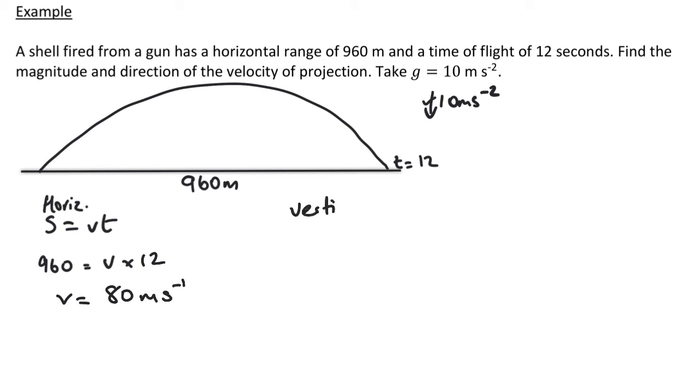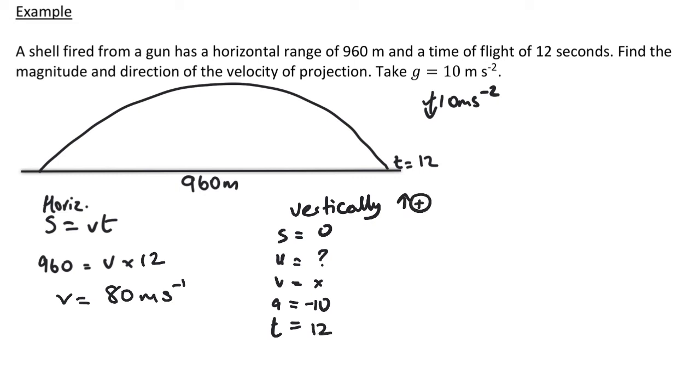Vertically, if we do our SUVAT, we could set this up so that the vertical displacement is 0. The initial velocity is what we're interested in. The final velocity we don't know. The acceleration is minus 10, so we're going to take up as positive. And then the time taken is 12.